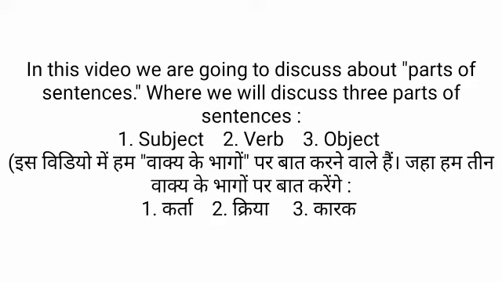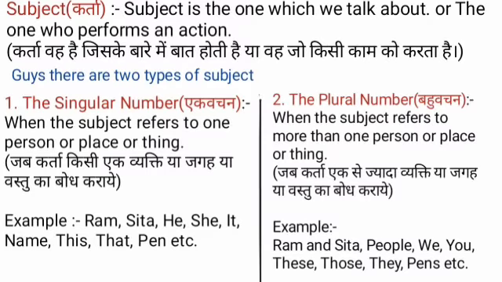Hello friends, in this video we are going to discuss parts of sentences. We will discuss three parts of sentences: first subject, second verb, third object, and their types with examples. Let's begin. Number 1, subject.